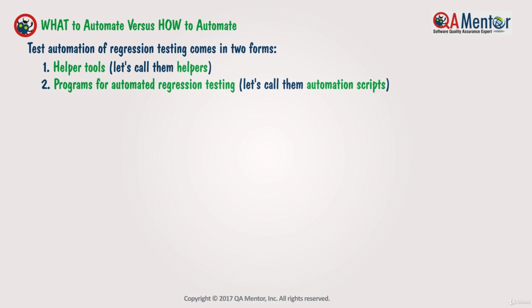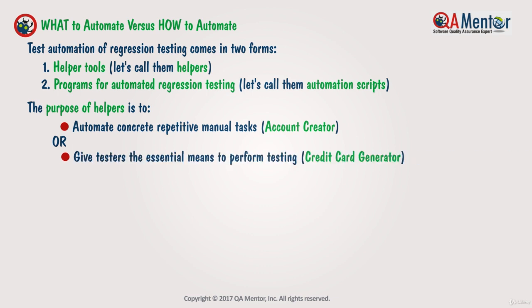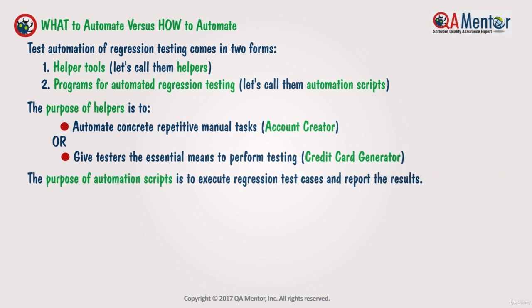Let's call them automation scripts. The purpose of helpers is to automate concrete repetitive manual tasks, like an account creator or credit card generator, giving testers the essential means to perform testing. The purpose of automation scripts is to execute regression test cases and report the results.